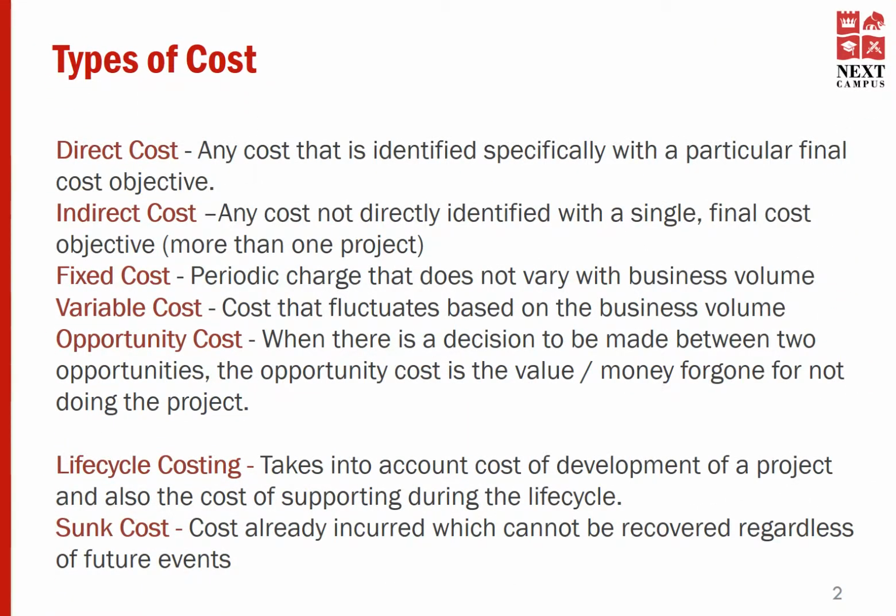Types of cost. There are various types of cost incurred during the project. First, direct cost. Any cost that is identified specifically with a particular final cost objective is a direct cost. Indirect cost. Any cost not directly identified with a single final cost objective is known as indirect cost. Fixed cost. Periodic charge that does not vary with business volume. Variable cost. Cost that fluctuates based on the business value.